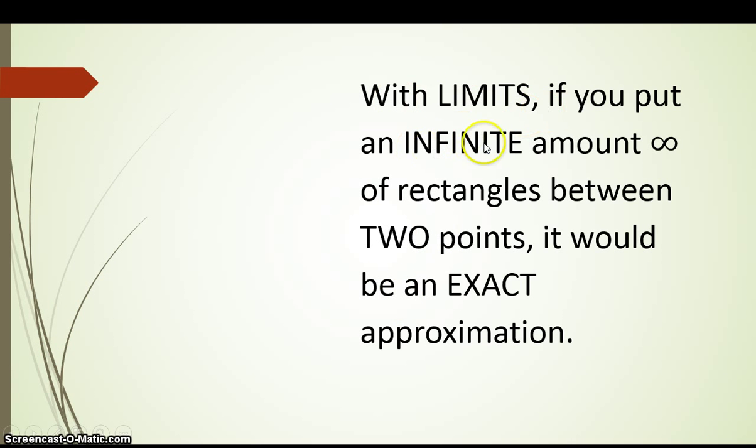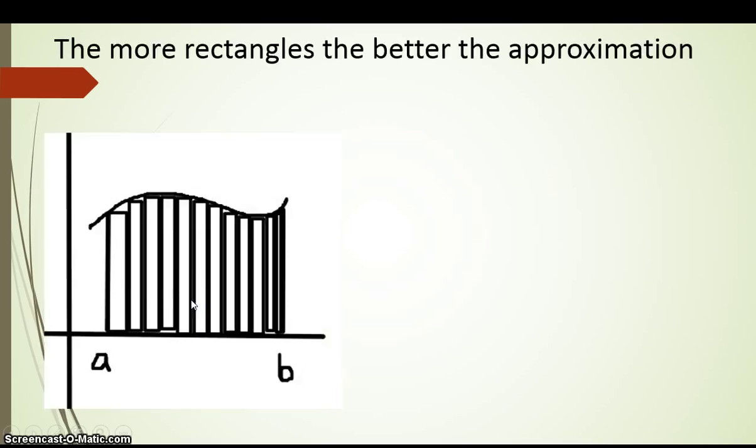With limits, if you put an infinite amount of rectangles between 2 points, it would be an exact approximation. Now remember, in order to find the area, we can't find the area of a line. You can find the area of a rectangle, but that rectangle could be very, very small. Maybe the base of your rectangle might only be 0.001, but it's still a base, some kind of width. It might be very small, but it's still a width nonetheless.